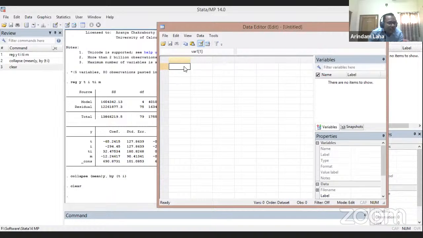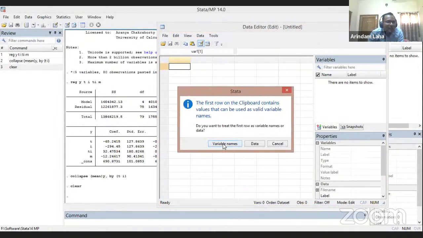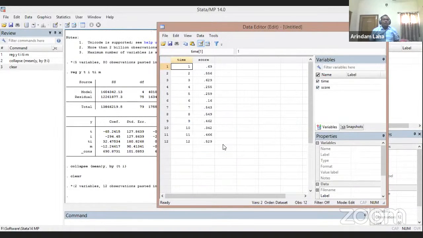Okay, the new data editor is here. Okay, variable length, so time and scope. If you have the data, please identify that this is basically the scope. Scope is the sustainability scope. These are basically the sustainability scope, and this is the time flow.